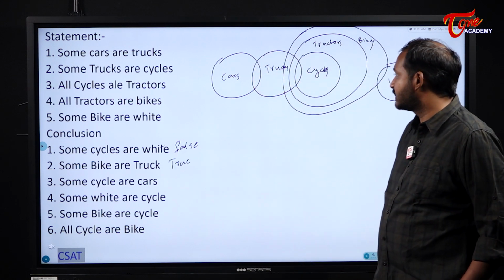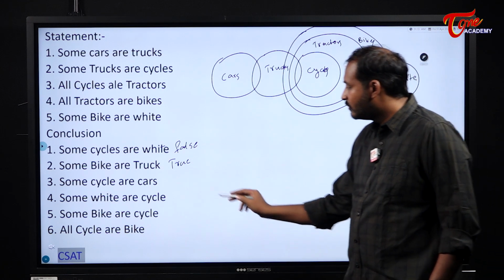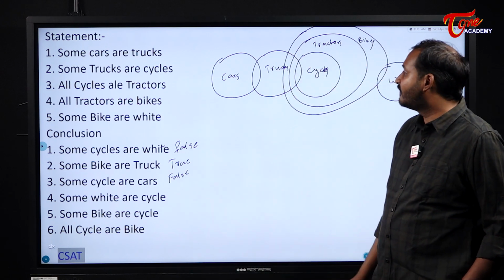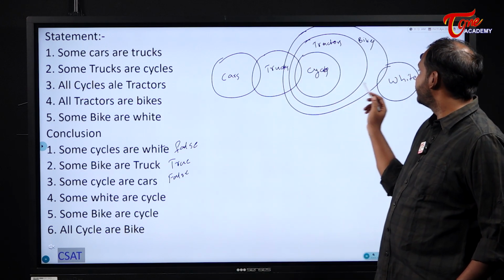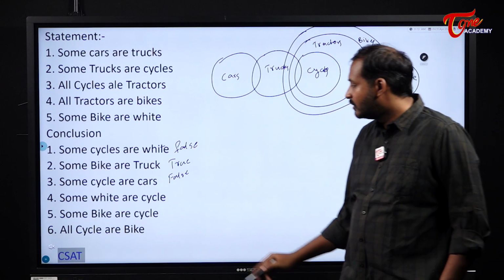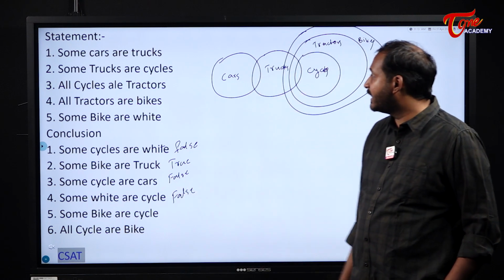Next one, some cycles are cars. Is there any relation between cycles and cars here, students? No. This will become false. Some whites are cycles. Is there any relation between white and cycle? No. So this will become false for us. Next one, some bikes are cycles.